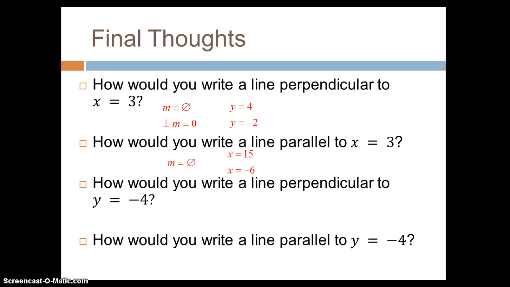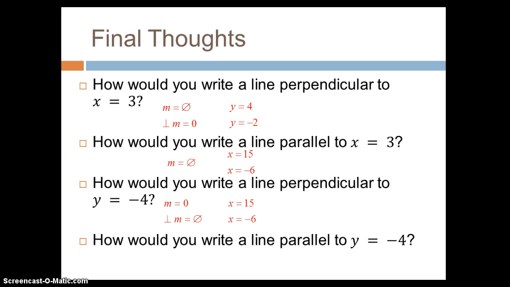How would you write a line perpendicular to y equals negative 4? Well, we kind of talked about that. Perpendicular to a horizontal line is going to be a vertical line. So my slope is 0. My slope of my new one is going to be undefined, which means my equation is going to be x equals whatever value you want. X equals 15, x equals negative 6, any type of value you'd like for x.